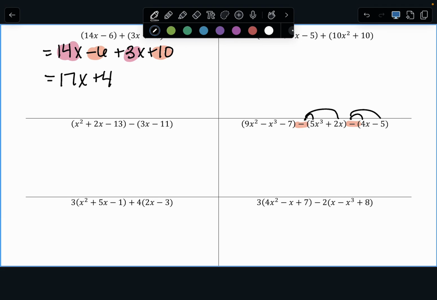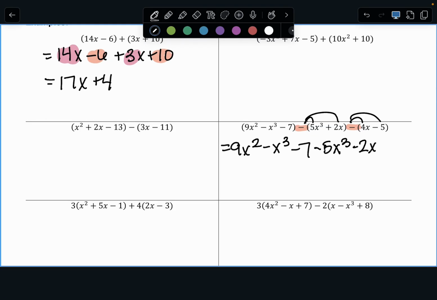So for the first trinomial, the parentheses don't matter there, so I'm just going to rewrite that as it is. And now I'm starting to be careful with my signs, and I'm going to carry this negative. Negative 5x cubed, minus 2x, minus 4x, and then minus a negative 5, so plus 5.